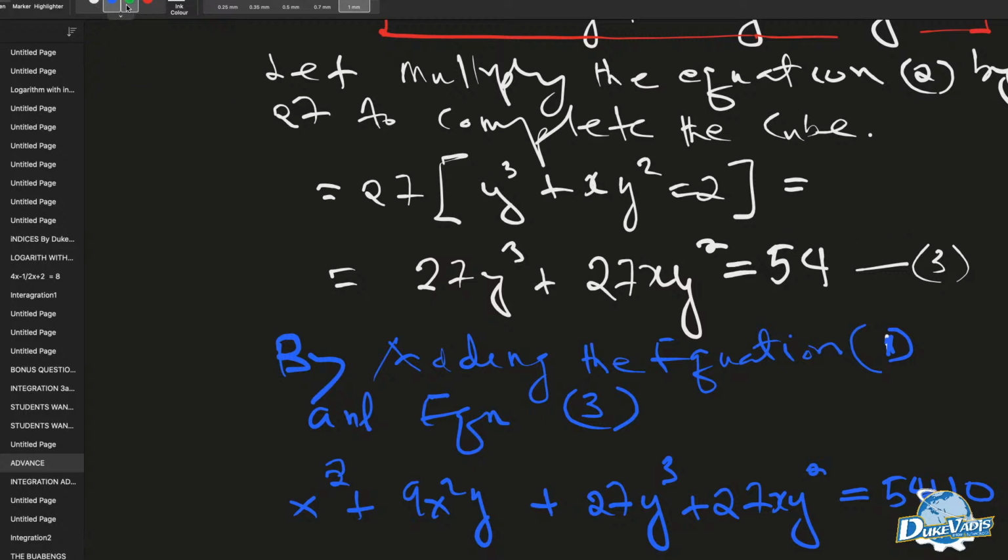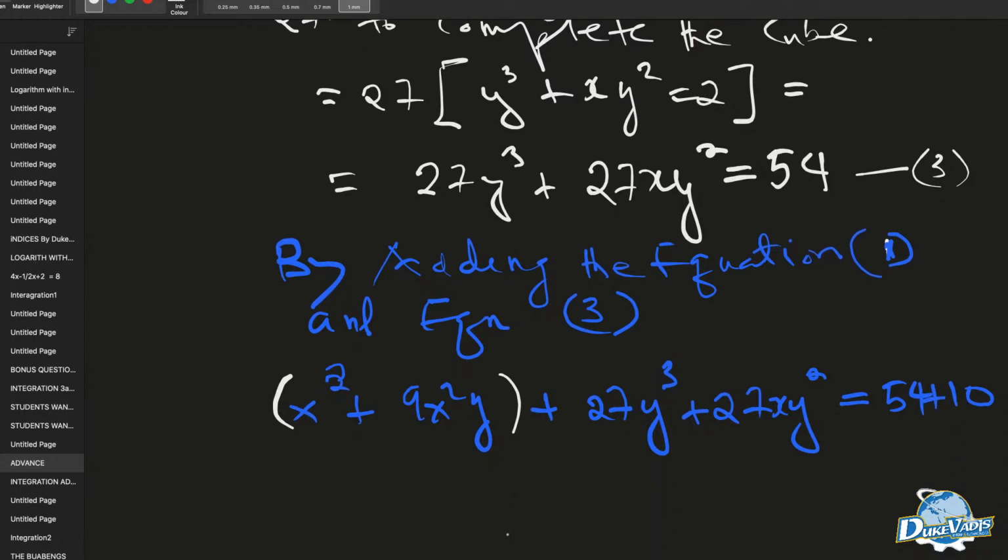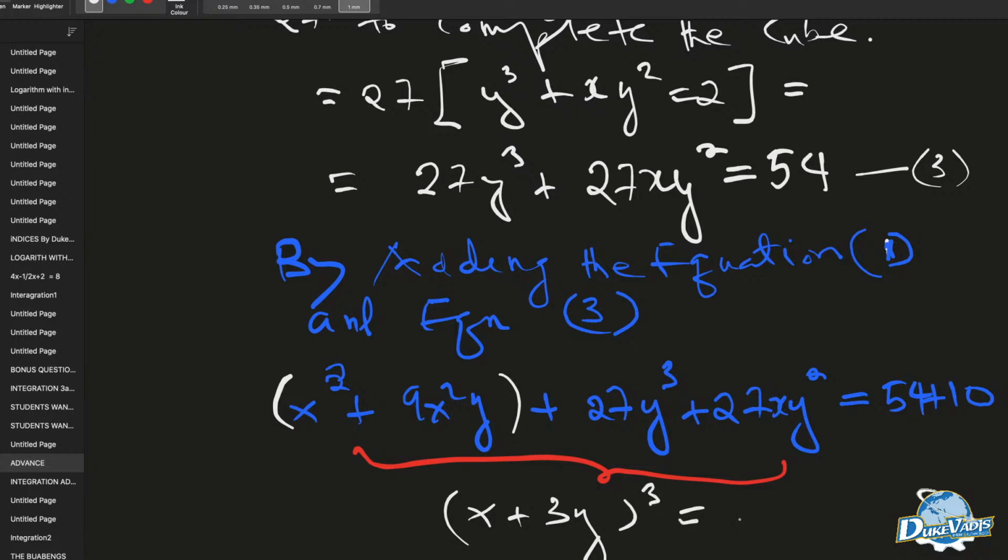If we say that when we take this and this out, then we are almost there. Because then our expansion will be, let me demarcate this and that. So this whole equation, we can say that this is x plus 3y cubed. So this will be x plus 3y cubed is equal to 64.